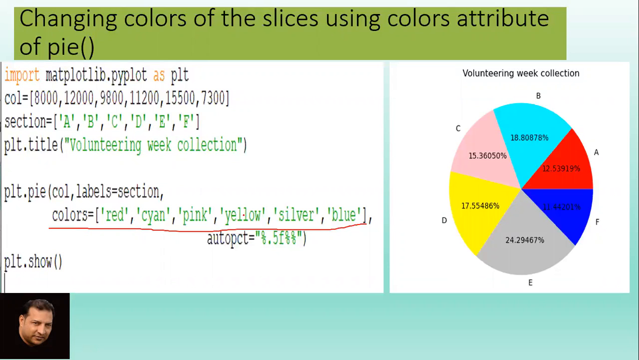Red, cyan, pink, yellow, silver. You can give any color and these colors will be allotted in a particular sequence. See, this is red, this is cyan, this is pink, yellow, silver, and blue. And here autopct is being taken within percentages as 0.5 f percent. You can give any values here. It's up to you.